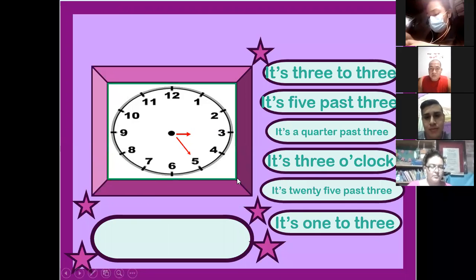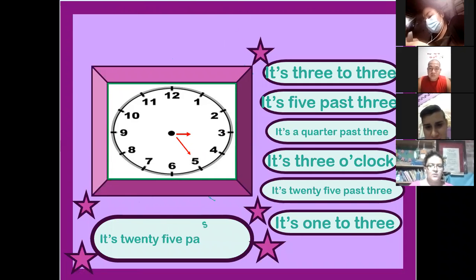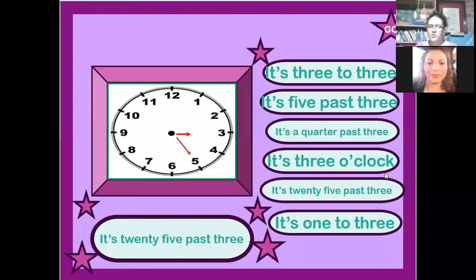Next, Christian, this is for you, Christian. What's the time? Okay, teacher. It's 3:25. Okay, let's check. 3:25. Excellent. Very good. Very good.